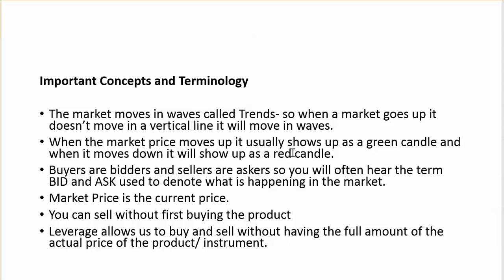So we've seen here that a green candle usually is a candle that's going up, and a red candle is a candle going down, as we said before. When a candle is going up, it's going up because there are buyers buying this thing, and it's coming down because there are sellers selling this thing.